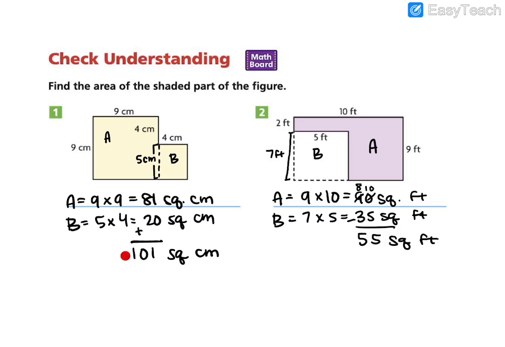For number one, the total area was 101 square centimeters. This is where it was a little tricky. We had rectangle A here, how I split it, and then rectangle B. We were given an unknown side length here for rectangle B. I know that this whole side length was 9. So if this was 4 centimeters, then the bottom had to be 5 centimeters.